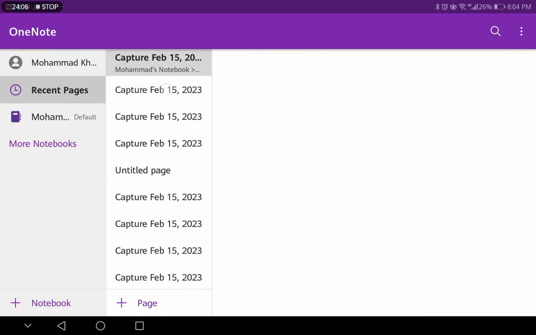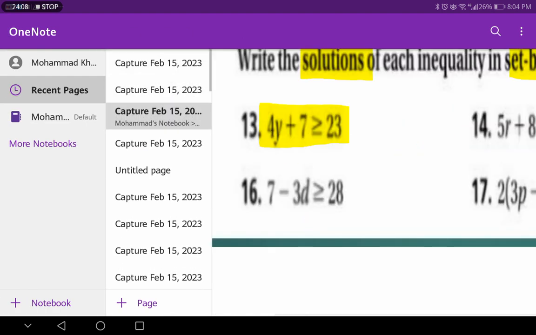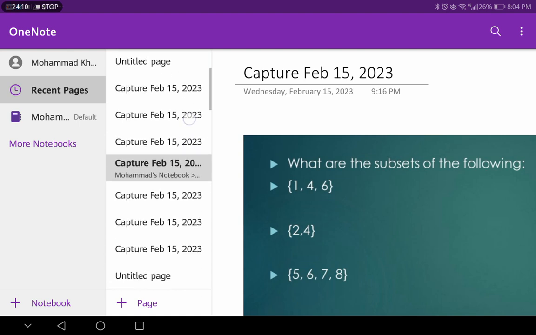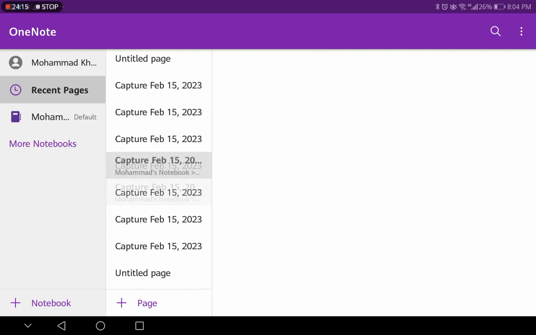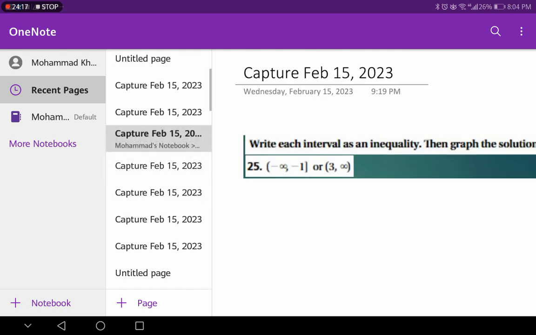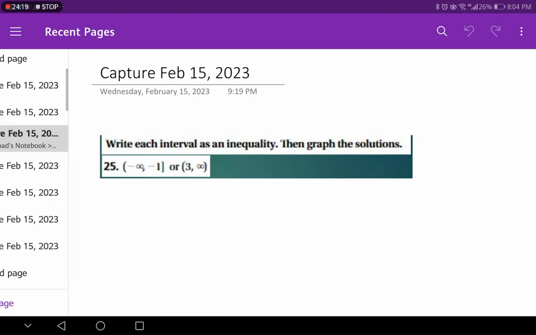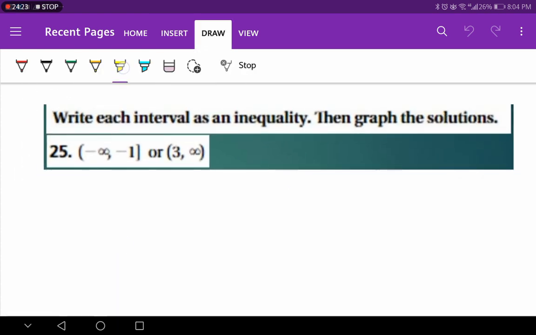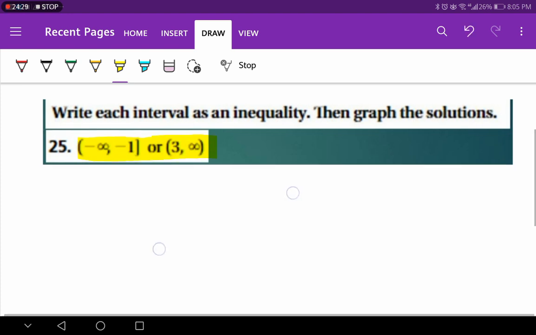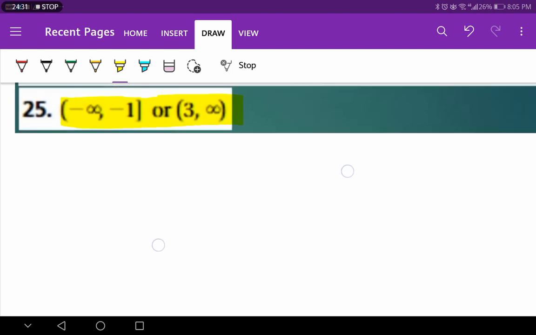Let us move. We are done from this. No, this is the last part. Yes, here. Now read the question, my dear student. Don't be scared. Write each interval as an inequality. He gave me intervals and he asked me to write them as inequalities.